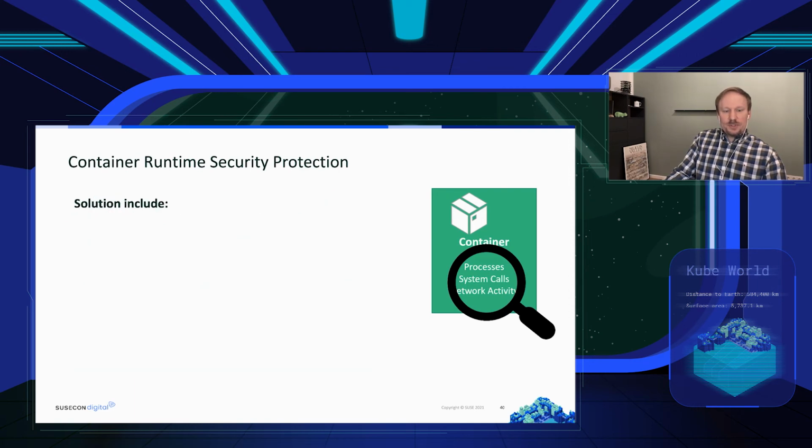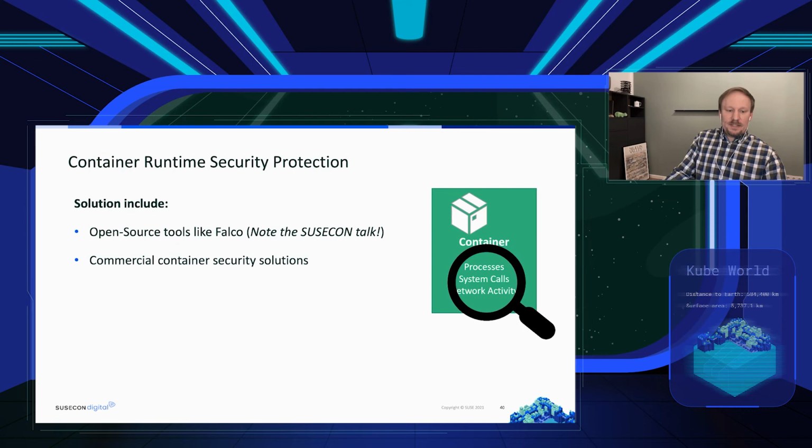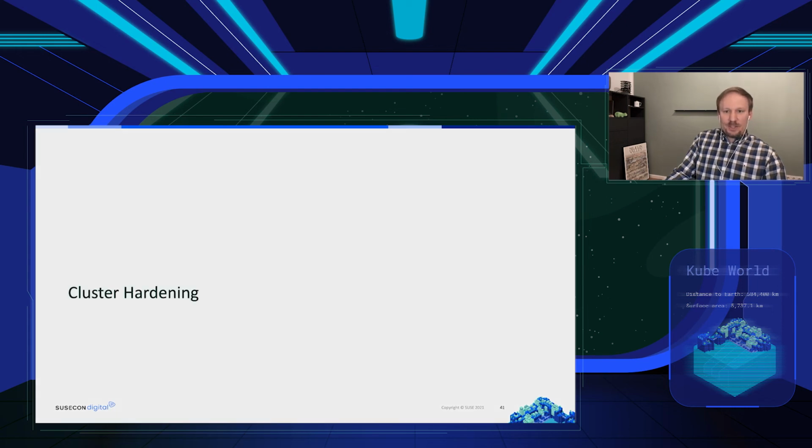And so the solutions to implement container runtime security include open source tools like Falco. And there's actually a talk at SUSECON about Falco, which I recommend you check out. And obviously, there are many commercial container security solutions available that also provide this kind of functionality, which I mentioned before.